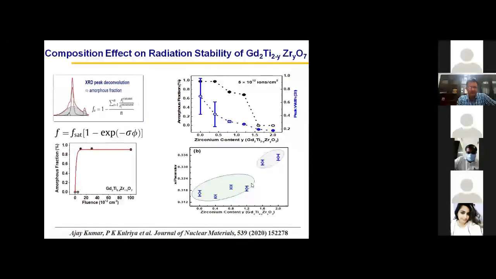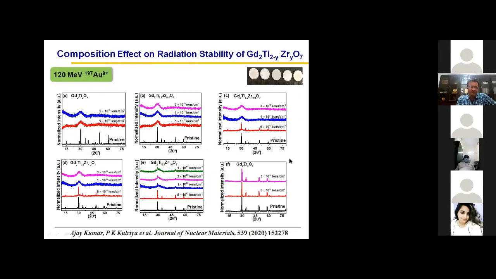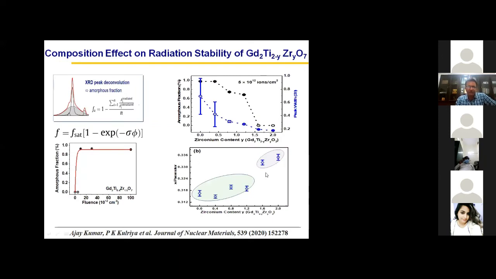The same thing we have observed in this case also, when the value of zirconium is 1.6 only. On the basis of that, we can say that oxygen is also playing a very important role. If we can finally control the oxygen in this type of material, we will be able to design advanced materials that are more radiation resistant. This data we have published in the Journal of Nuclear Materials in 2020.